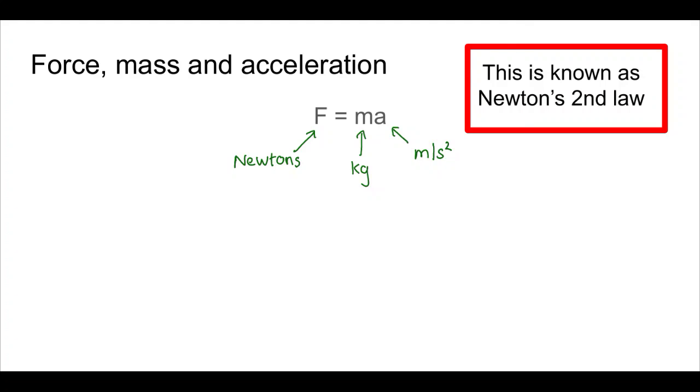Now we can write other versions of that. I could rearrange it to make it m equals f over a, which we don't use very often. Or we could make it a equals f over m. And that we do use quite a lot because it's quite useful to be able to calculate how much acceleration you should get for a certain force and a certain mass.